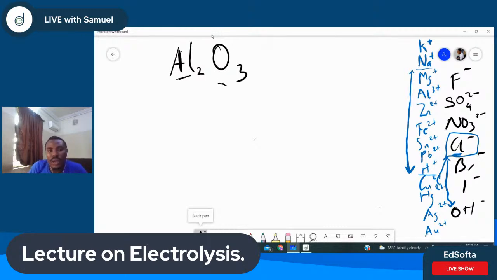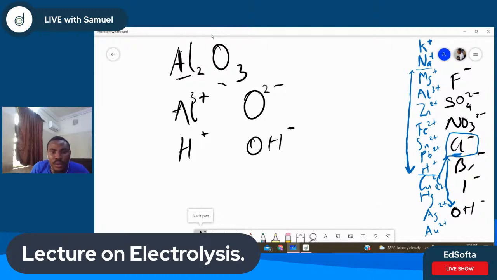Now they need to get the aluminium out, so they perform electrolysis. You put it in a solution form. When you put it in a solution form, you have the Al3+, the H+, the O2-, and the OH-. But at the end of the day, based on preferential discharge, you know that the aluminium will be discharged at the cathode. And that way you can get your pure form of aluminium.